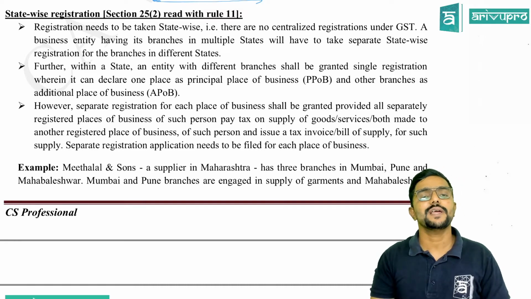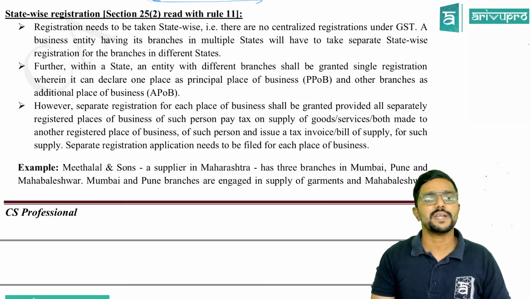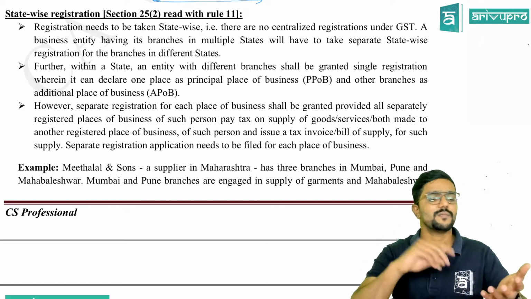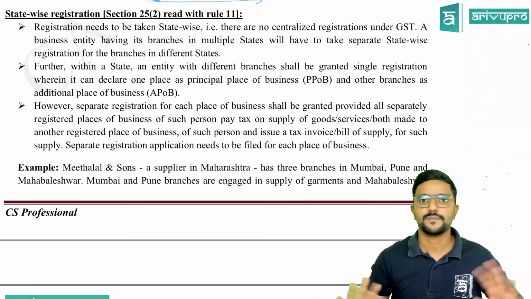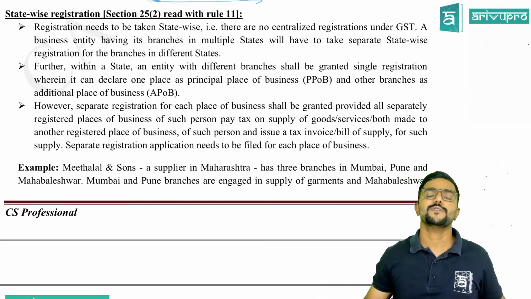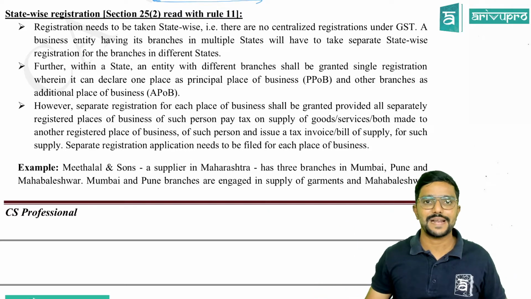And when you are applying for different registrations, you have to apply separately. You cannot apply in one form saying, please grant me registration for all these branches. You have to apply separately for all the 3 different branches.